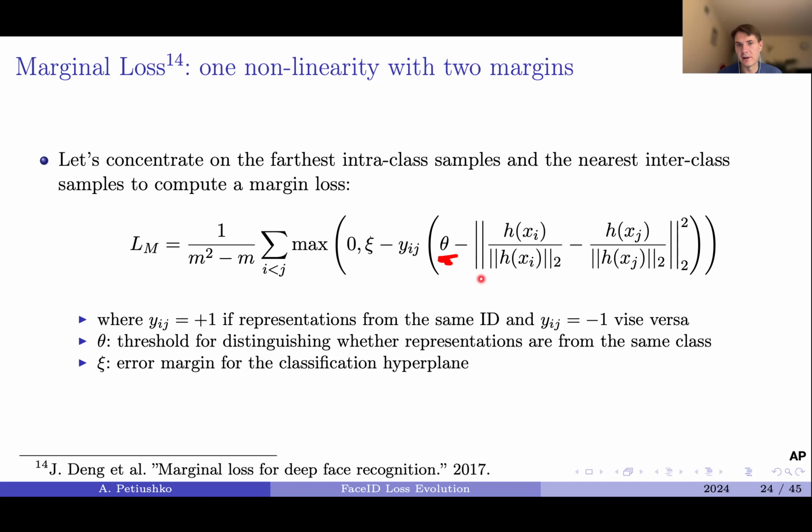So we just added here additional parameters. Previously we didn't have an additional margin for the differences of normalized representations for the same class. But here, yeah, we have it, and we have here the second one.